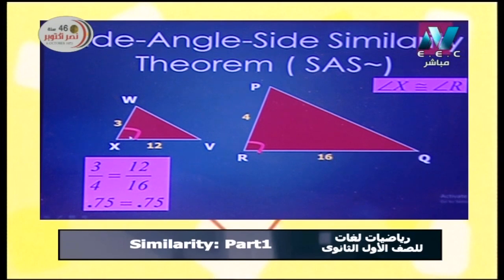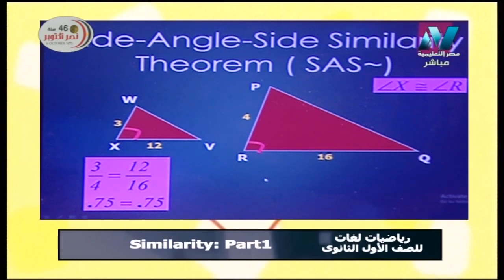Okay, this angle X equals this angle R, and it is the included angle between the two sides WX and XV, and this angle R is included between PR and RQ. That's the secret of SAS, side angle side. The angle here is included by the two sides which are proportional.